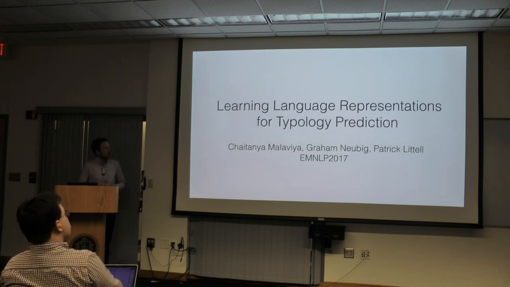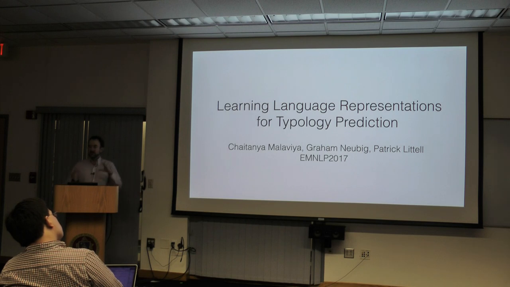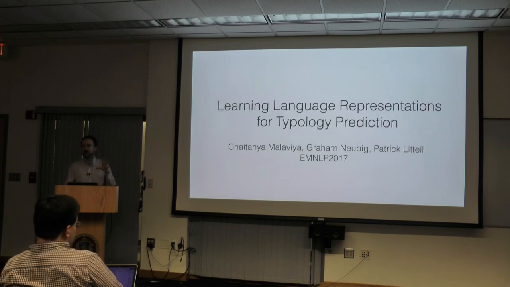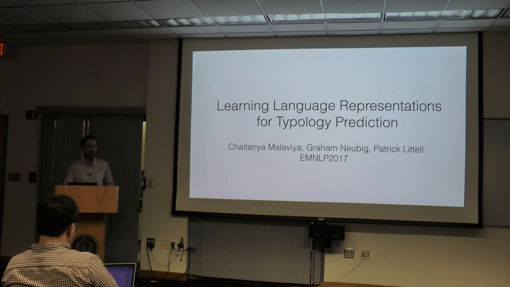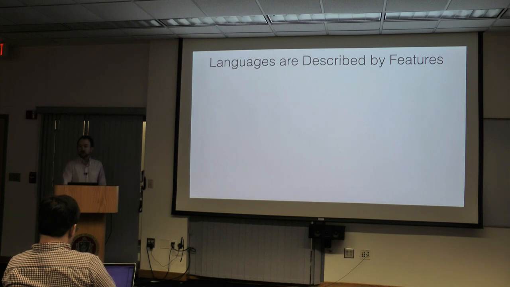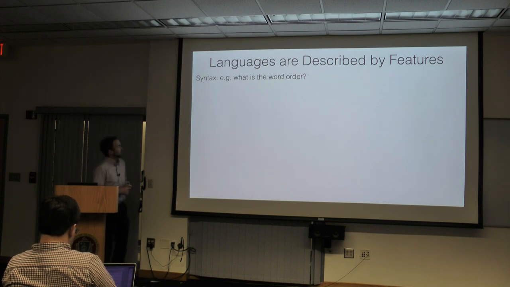So the first thing I'd like to talk about is learning basically vector representations for an entire language. And what I mean by this is basically we have one vector for English, one vector for Chinese, one vector for Japanese, and these kind of describe the features of the language that we have. And actually, even if we don't learn features, languages are already described by features by linguists who like to categorize languages based on, for example, their syntax.